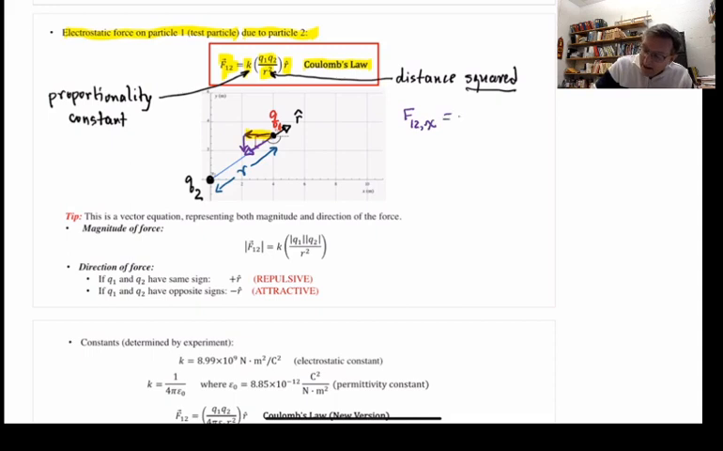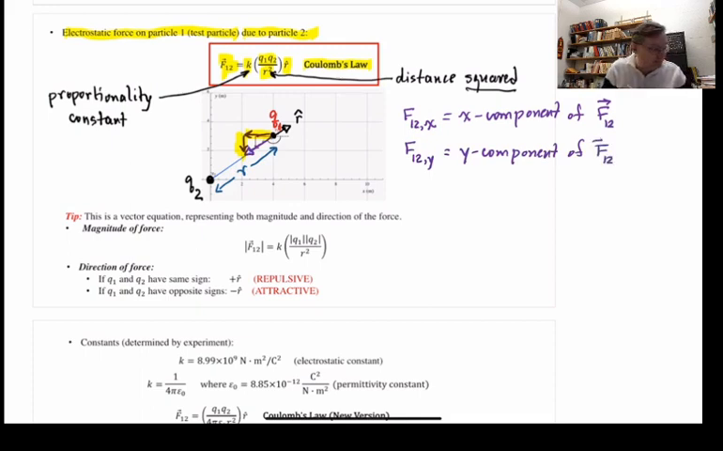F12x stands for the x component of the vector F12. And now I'll highlight the y component of F12. It's that one right there. And I will denote that one F12y, which means the y component of F12. And we have to be able to find those components, right? Because when we deal with vectors, when it comes down to working with them, we have to work with the components.